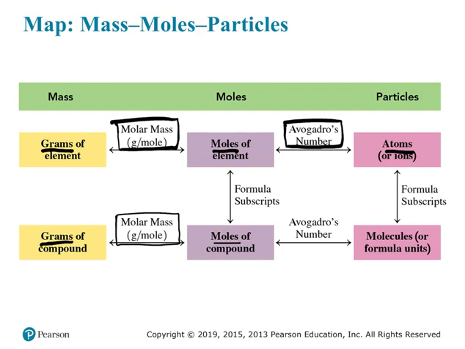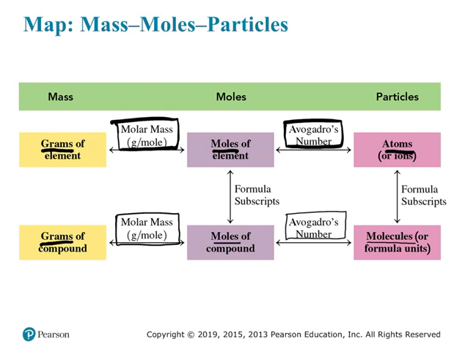Now we can also take that a step further and figure out how many molecules we have, or formula units, depending on if you have an ionic compound or a covalent compound. And you can do that using Avogadro's number.